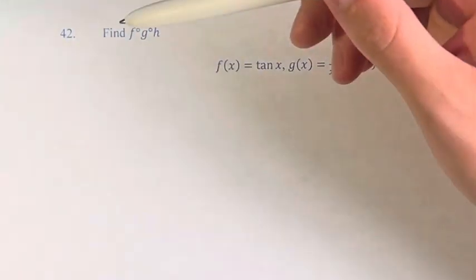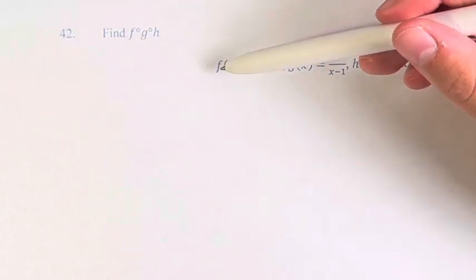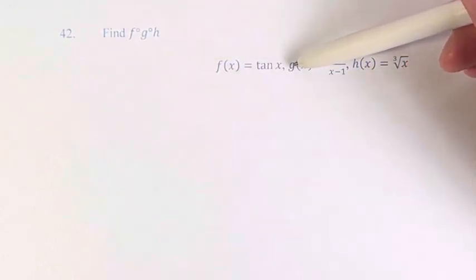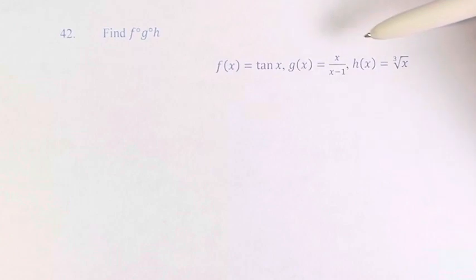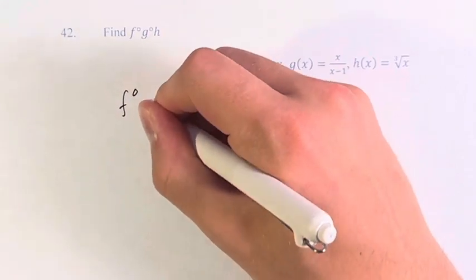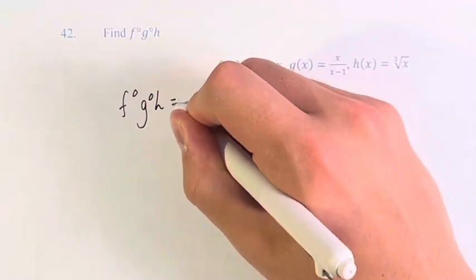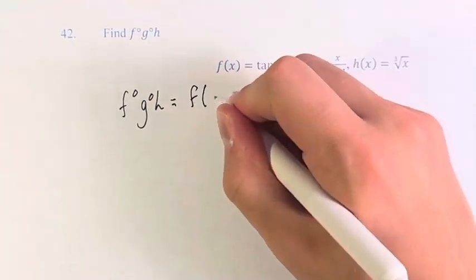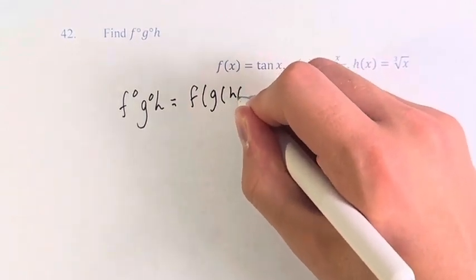In this problem, we're asked to find f of g of h, where f of x is equal to tangent of x, g of x is equal to x over x minus 1, and h of x is equal to the cube root of x. So f of g of h, the composition, is equivalent to f of g of h of x.